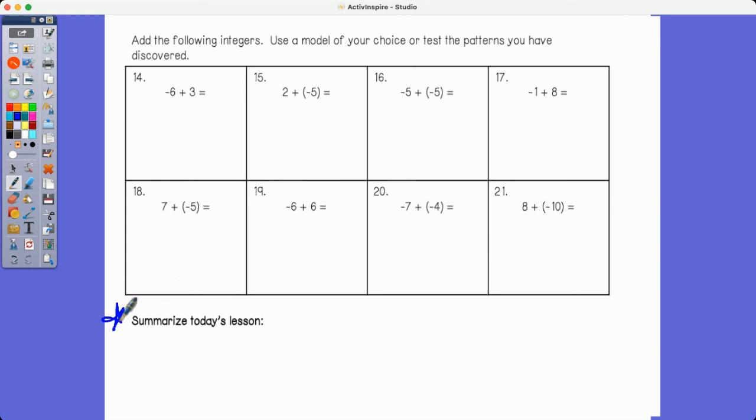Make sure you're summarizing the lesson. I need 2 to 3 good sentences. What did you learn about today?